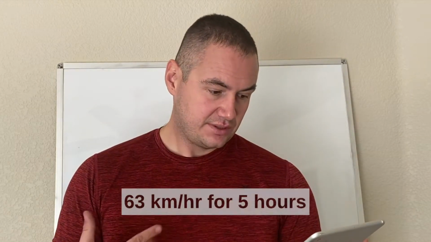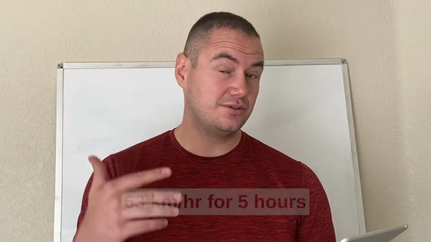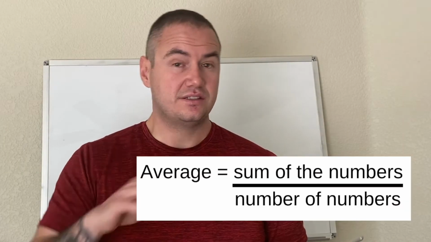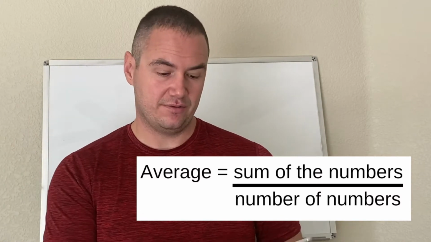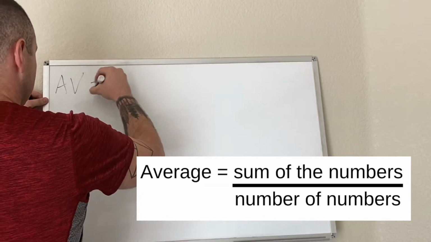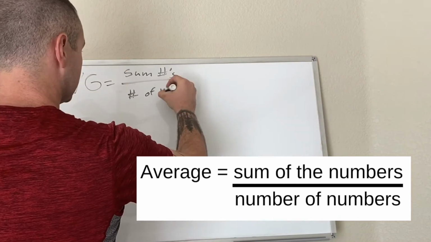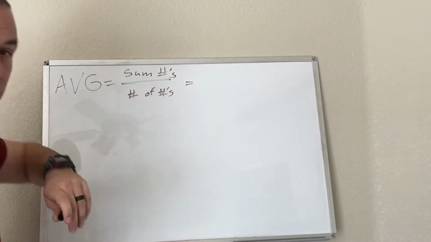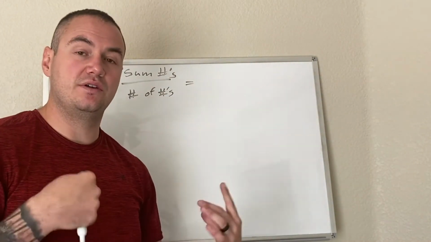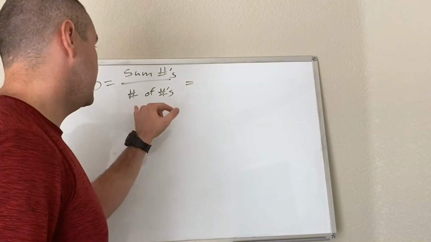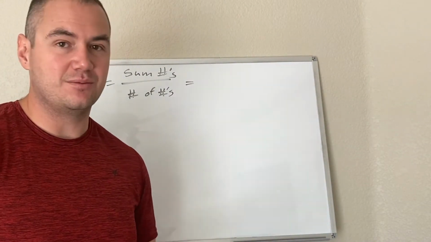You want to make a guess from the get-go. So it looks like she's traveling 70 miles per hour for 2, 63 for 5. So it's probably gonna be closer to 63, the average. Remember, average means kind of like most common. Average is literally the sum of the numbers divided by the number of numbers. So the sum of the numbers is what you get when you add up all of the numbers. The number of numbers is how many numbers there are.